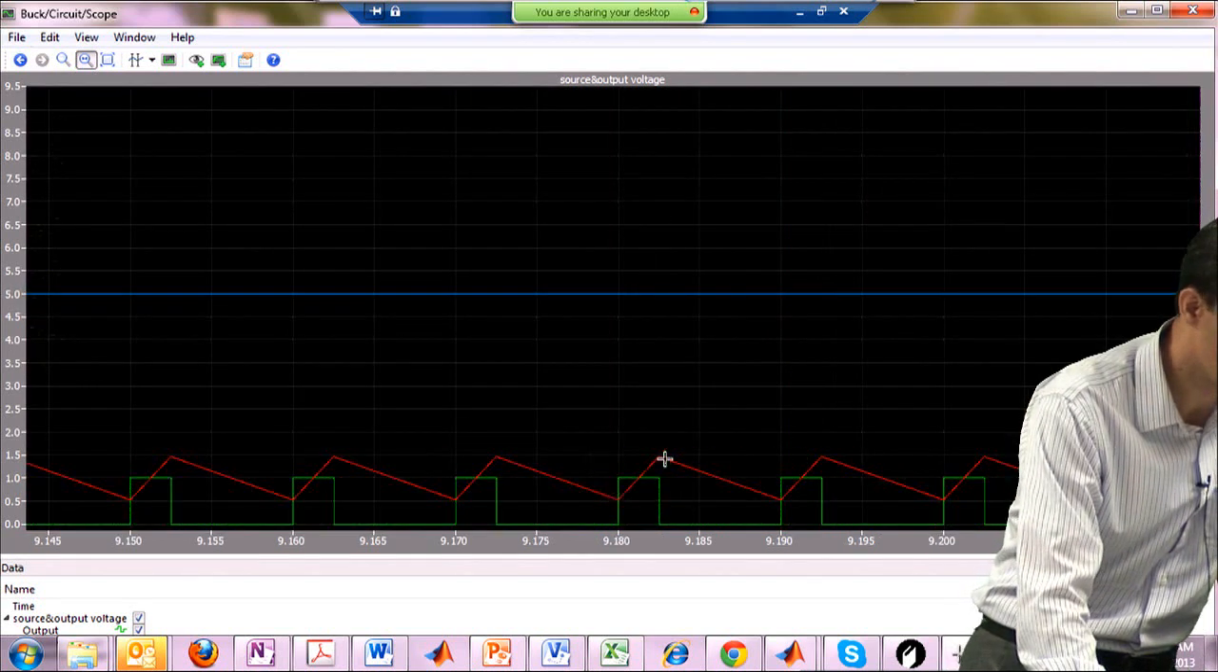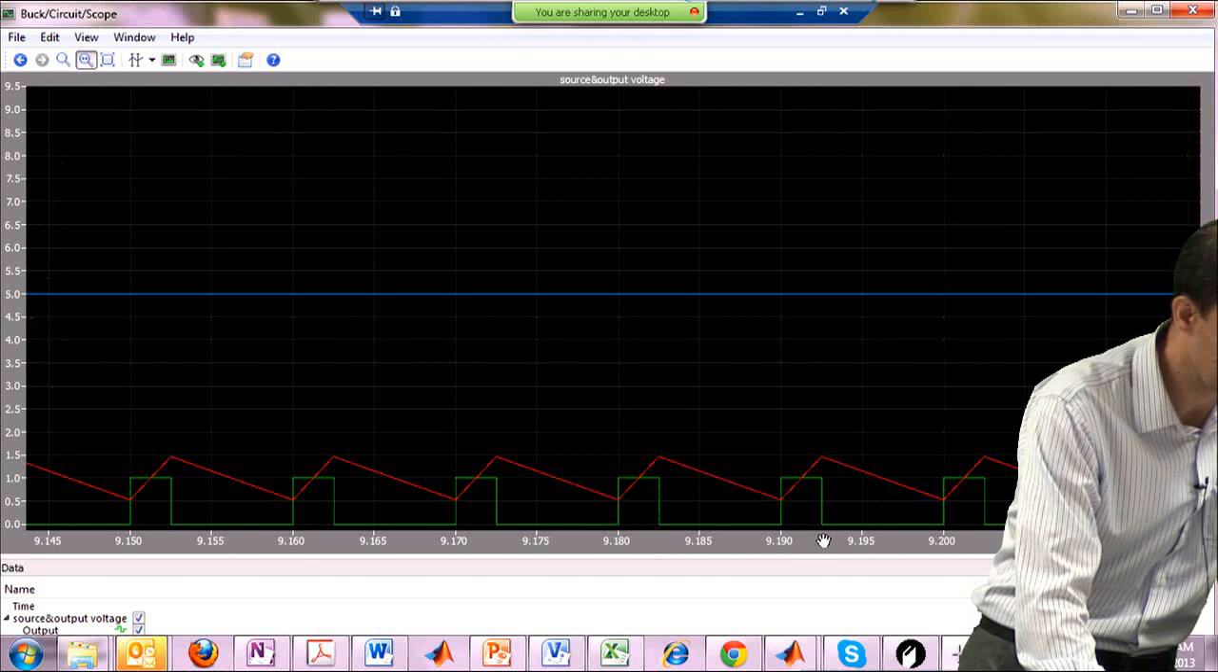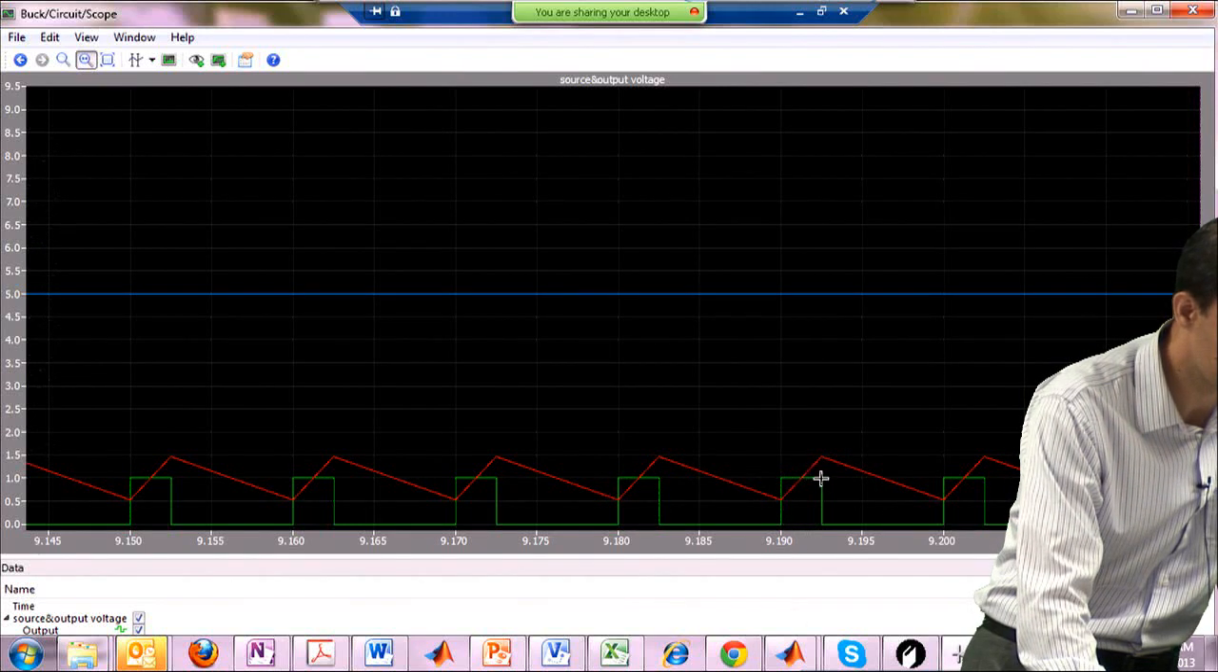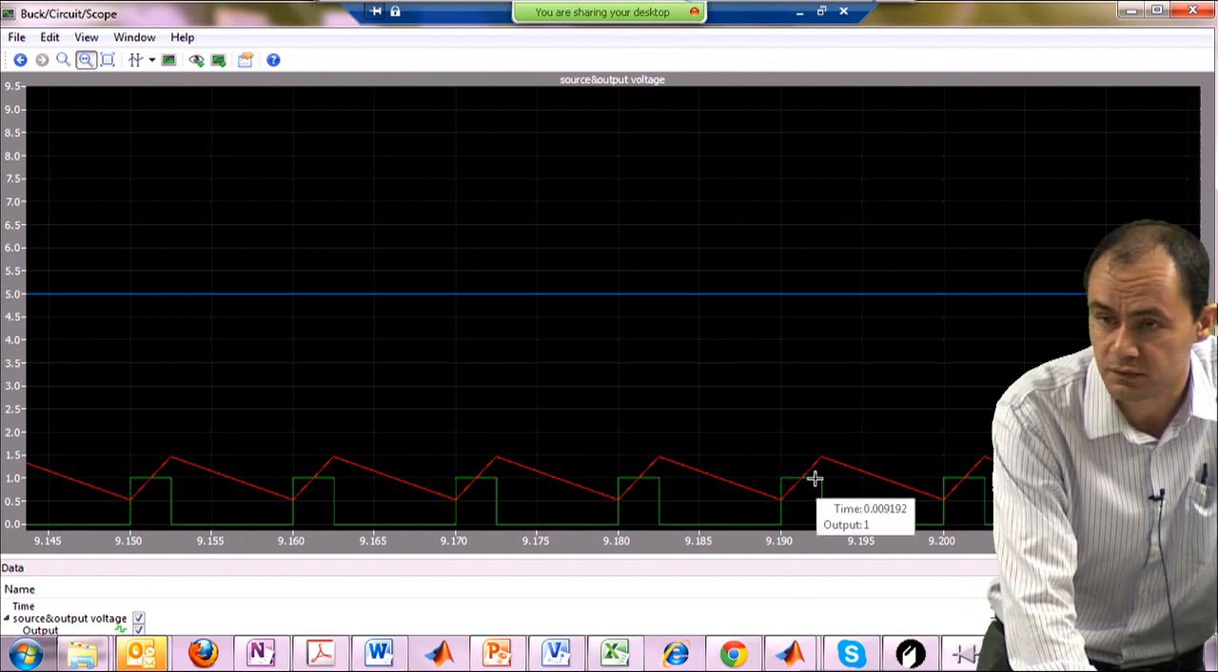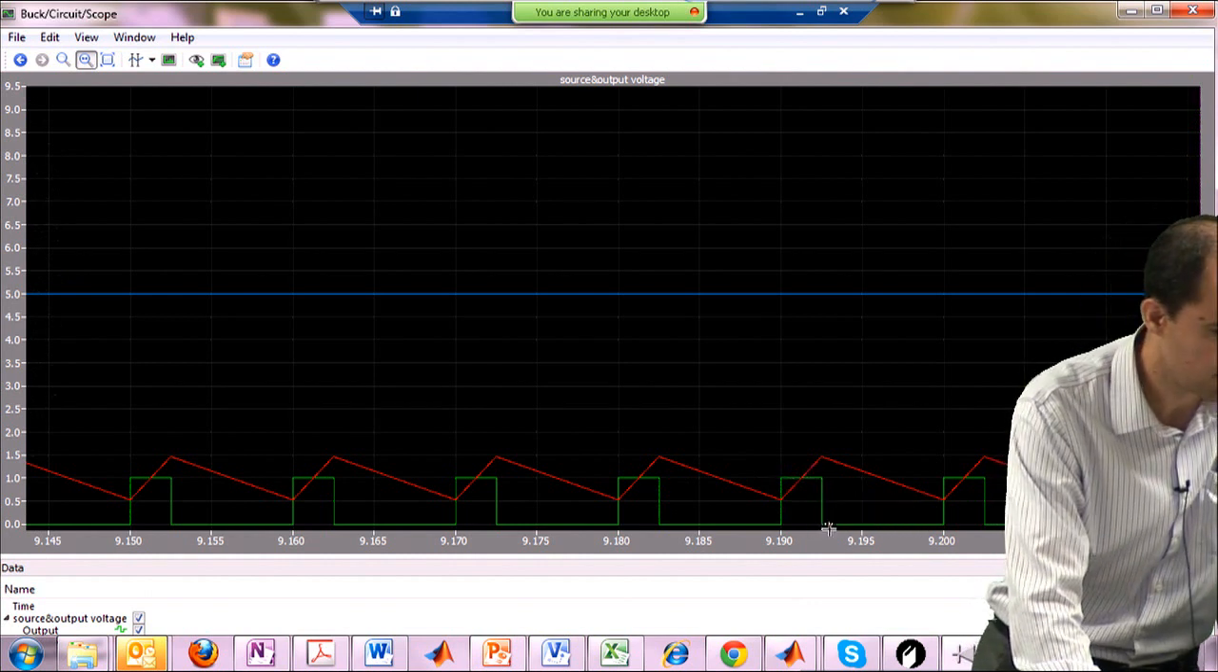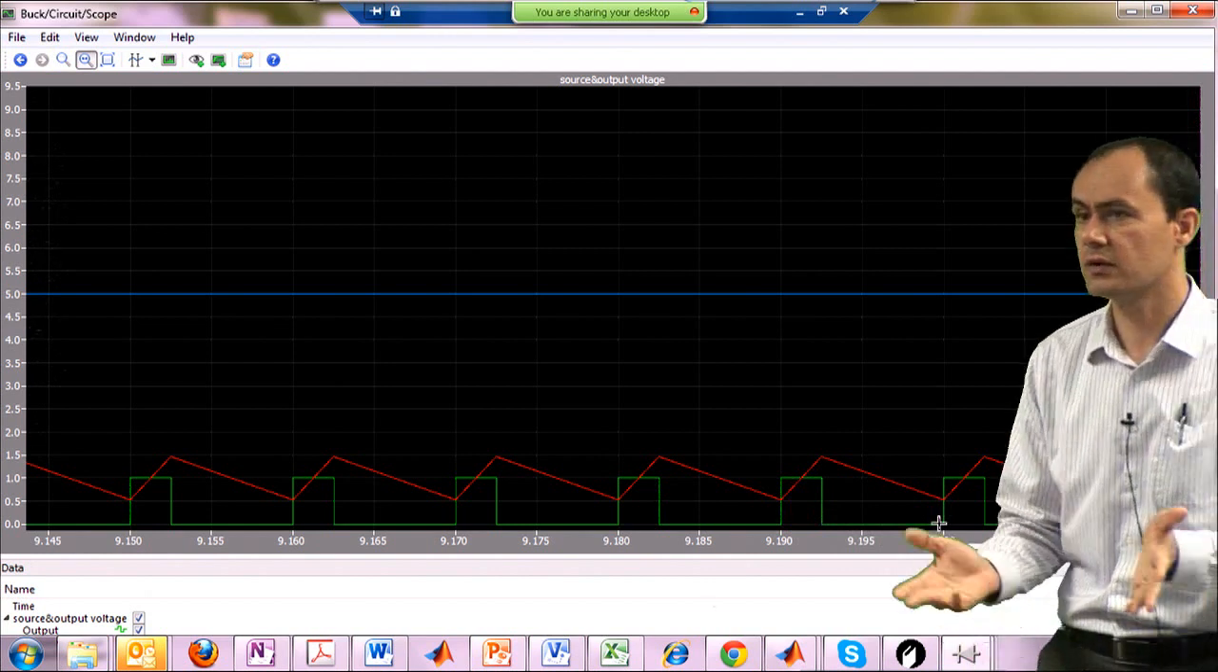The same phenomenon holds. Your inductor current ramps up and down, and this is the command that I am applying now. For 25% of the time, my switch is on, and for 75% of the time, my switch is off. Very, very simple.